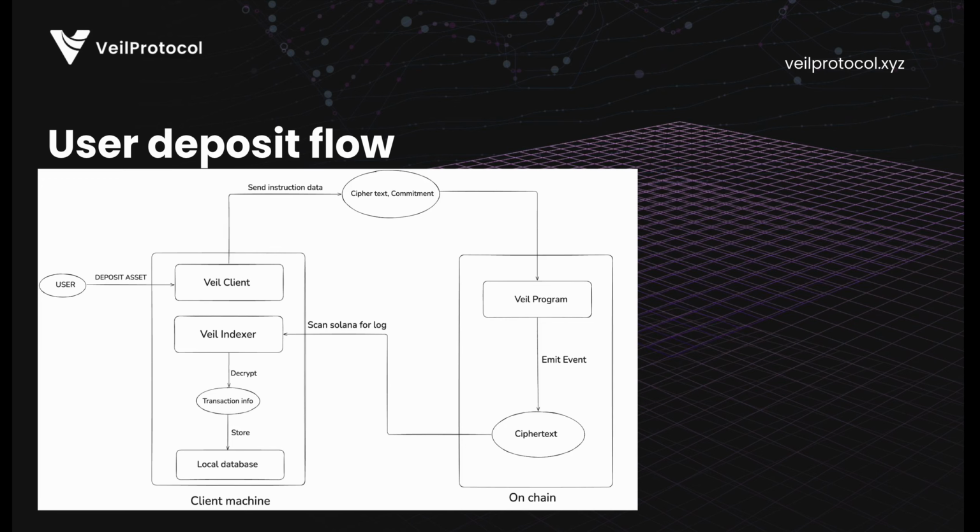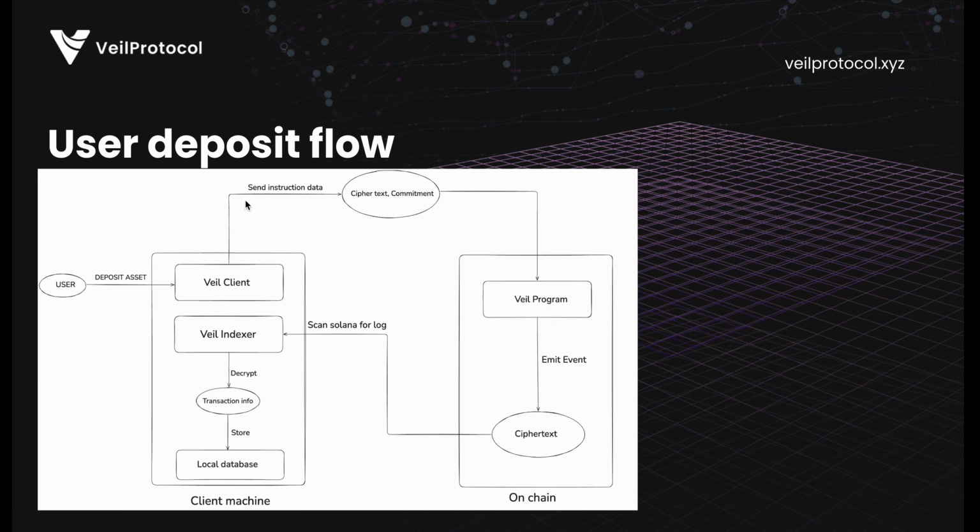So here's our basic user deposit flow. When users want to deposit some asset, it will ask the client to send some instruction data into our Veil program, which contains ciphertext and commitment. The commitment is basically an encoded version of all the transaction data, which will be added into our Merkle tree.